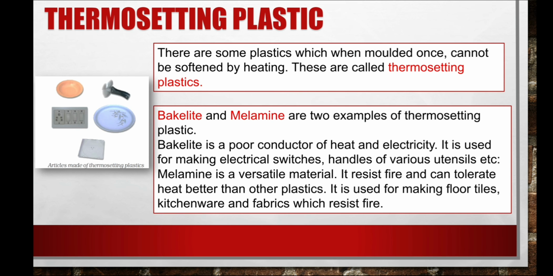And the second example is melamine. Melamine is a versatile material, that is, it is adapted to many different functions. It resists fire and can tolerate heat better than other plastics. So it is used for making floor tiles, kitchenware, and fabrics which resist fire. Okay, is it clear? The two examples of thermosetting plastics and also the two types of plastics. Okay, thank you.